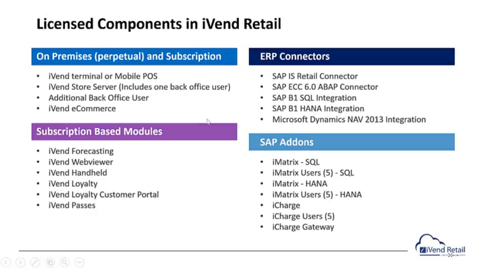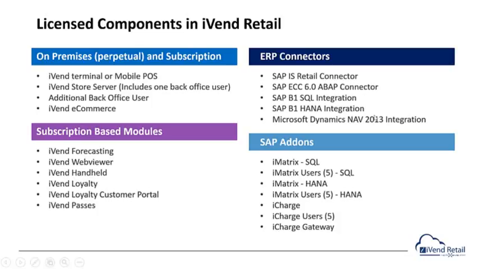iVend e-commerce is licensed both on perpetual as well as subscription. It is licensed for every domain. So let's say iVendecommerce.com is the domain, then that domain would be licensed. In iVend e-commerce 1.6 that we will be launching very shortly, we would also have the concept of multiple sites. So you could have apparel.ivendecommerce.com, footwear.ivendecommerce.com, let's say electronics.ivendecommerce.com. All these subdomains would also be licensed components. That's a completely different discussion. We'll talk about that as we come closer to the release of 1.6, which again is not too far away in time. So these are on-premise and perpetual.